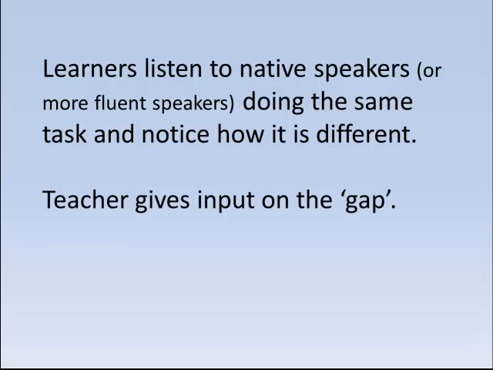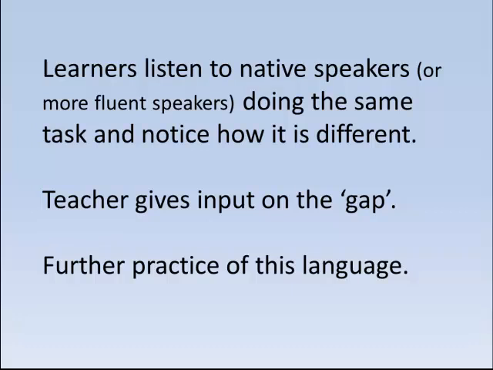And then the teacher gives input. So at that point you've got language input on the gap between the language you used and the language which would be more authentic perhaps. After that, perhaps there's further practice, could be control, could be freer practice of the language.